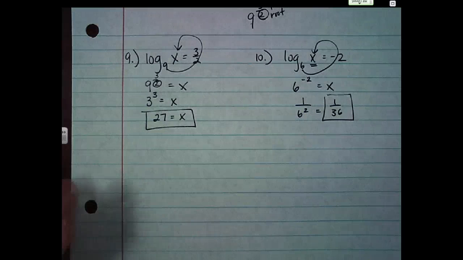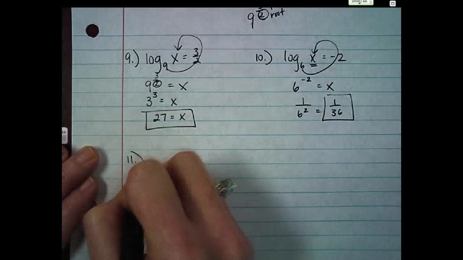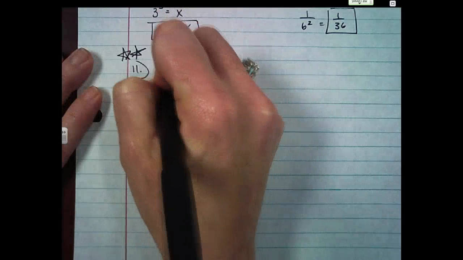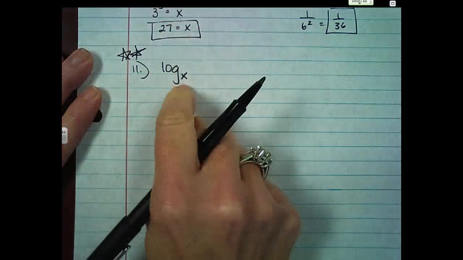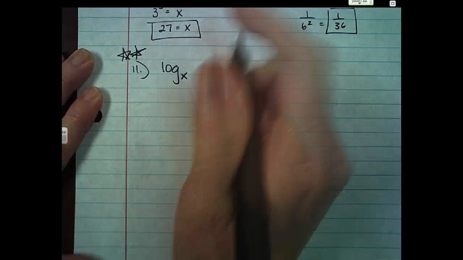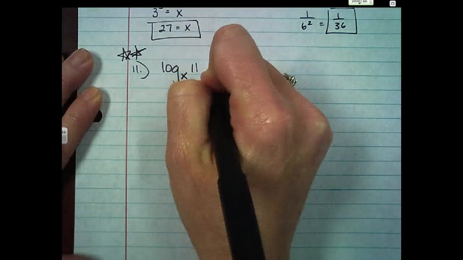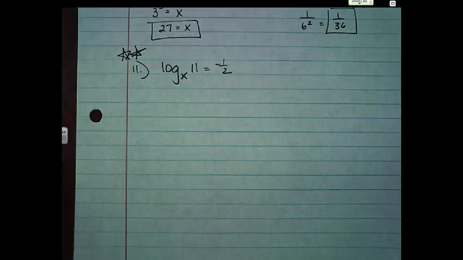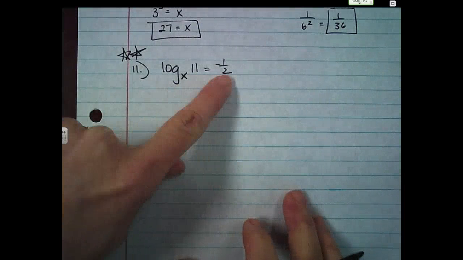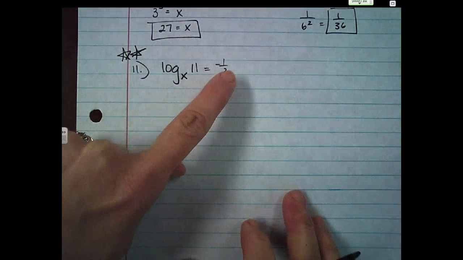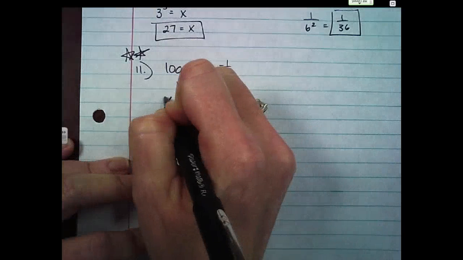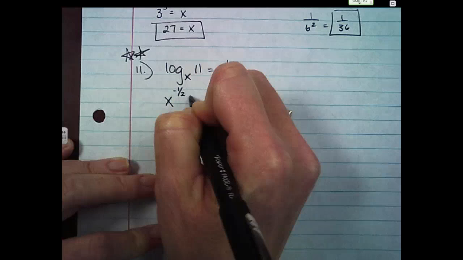Okay, and our last problem for today is problem 11. Okay, and it gets a giant star because it's tricky. You have log base x, so this time I'm missing the base. Log base x of 11 equals negative 1/2. And if you want to use circle math, I'm telling you the answer. You know the exponent, you don't know the base. So you know that x to the negative 1/2 power equals 11.